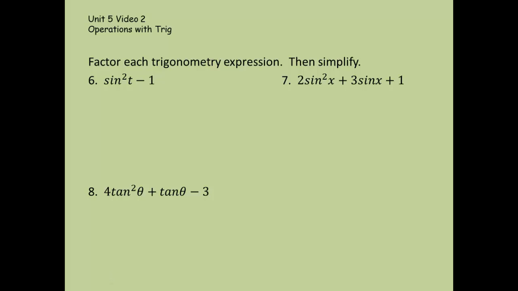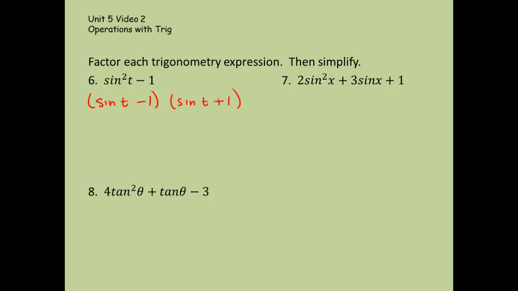So let's see what we can do with number 6. Number 6 is the difference of two perfect squares, because sine squared of t is a perfect square and the number 1 is a perfect square. So this is going to be similar to the x squared minus 25, where I have sine of t minus 1 and sine of t plus 1. And that's it.